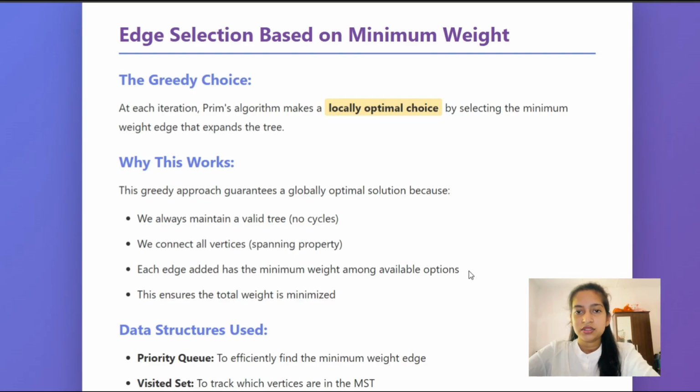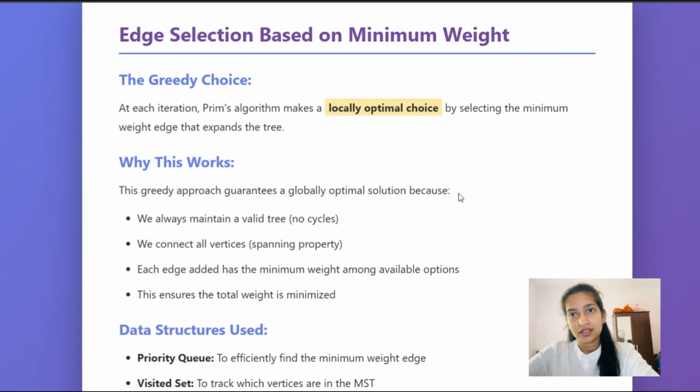Let's talk about the heart of Prim's algorithm: the greedy choice of selecting minimum weight edges. At each iteration, Prim's algorithm makes what we call a locally optimal choice. It picks the minimum weight edge that expands the tree. And here is the beautiful part. This greedy approach actually guarantees a globally optimal solution.